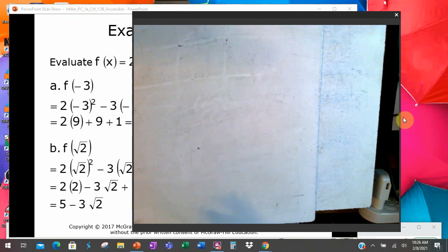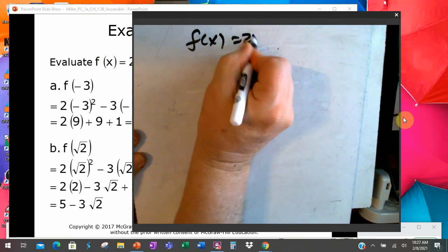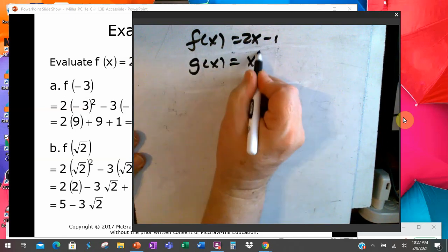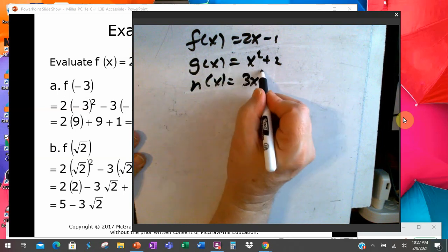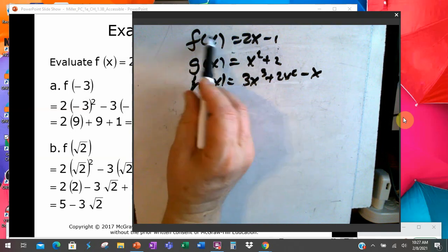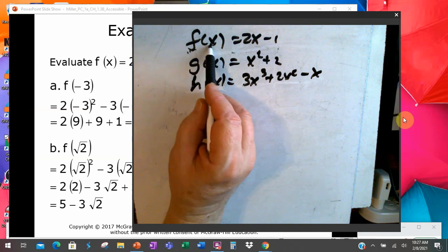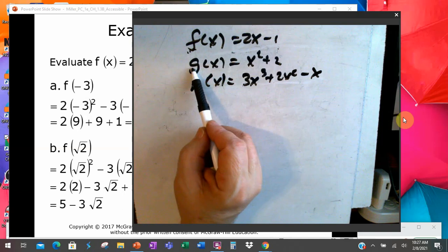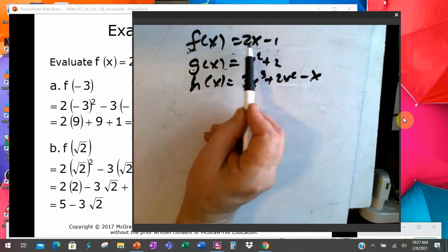I can have different names and use this function notation. So I can have f of x is equal to 2x minus 1 for a particular thing. g of x is x squared plus 2. h of x is 3x cubed plus 2x squared minus x. When I'm talking about functional notation, this is the most general notation. f of x is when I'm talking about a general function, but this is saying g is a function of x. I'm calling this rule g, this rule h, this rule f.